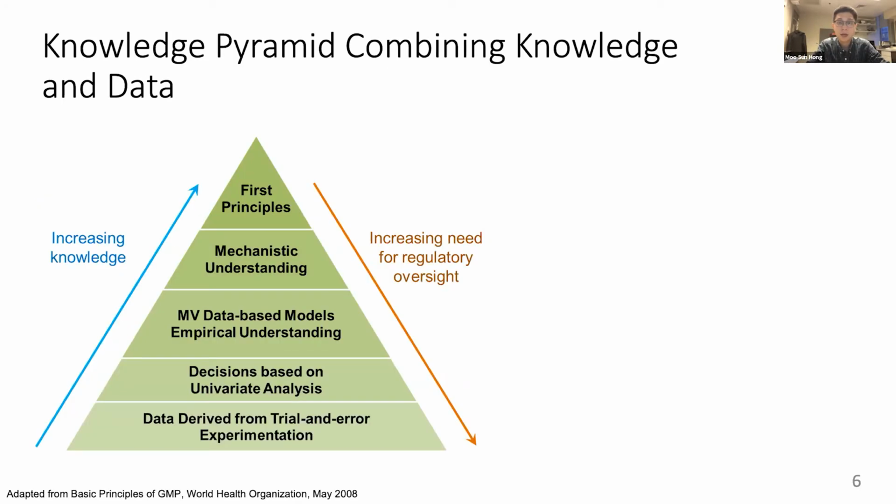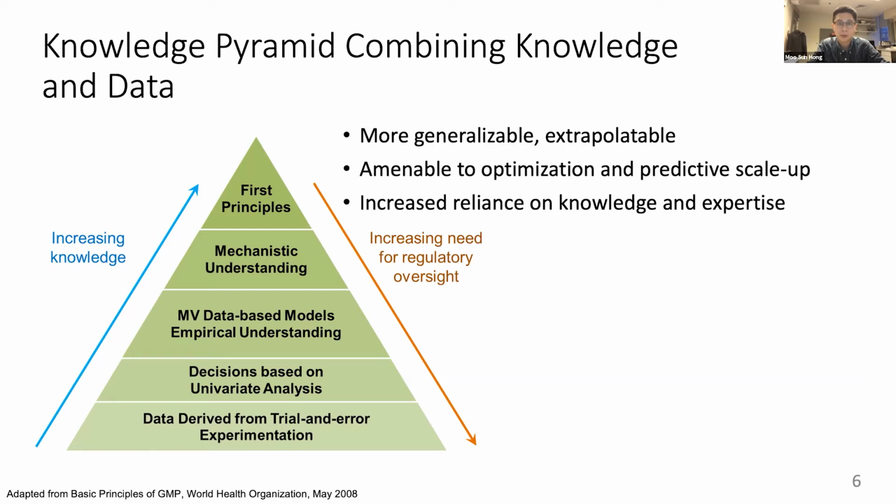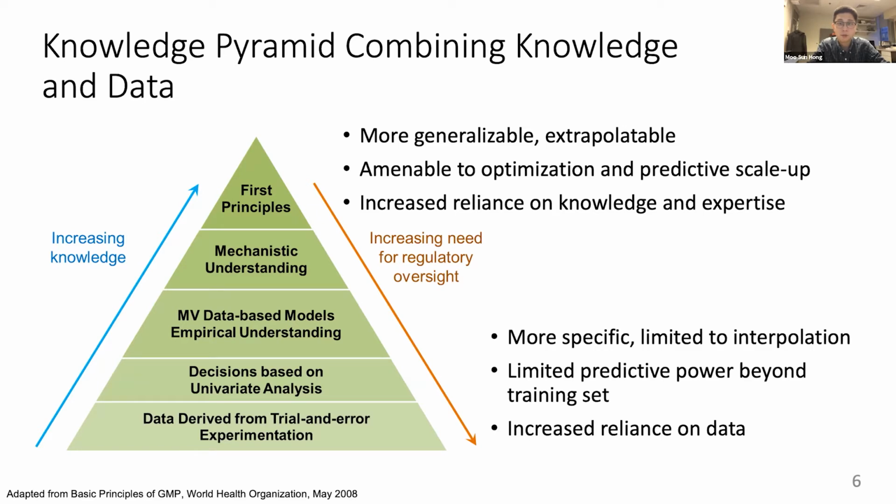The figure on the slide shows the knowledge pyramid for model-based decision-making. The higher layers in the pyramid correspond to greater knowledge, more informed and better reliability of decision-making, and lower requirements for regulatory oversight. Because higher layers in the pyramid rely more on knowledge and expertise, they are more generalizable and extrapolatable. This makes these models applicable for optimization and predictive scale-up. On the other hand, lower layers in the pyramid rely more on data, and they're more specific and limited to interpolation. So these models have limited predictive power beyond the training set.